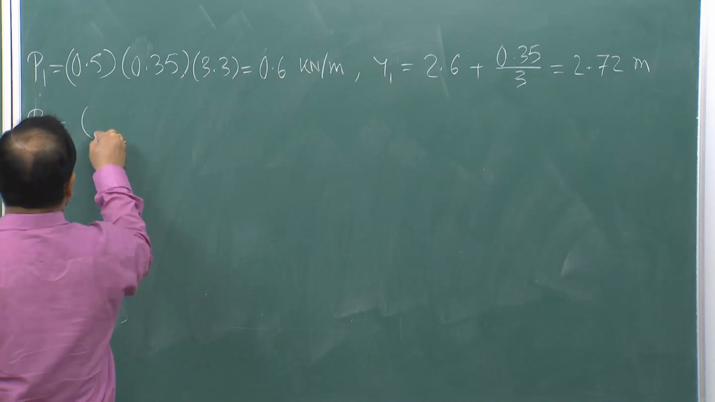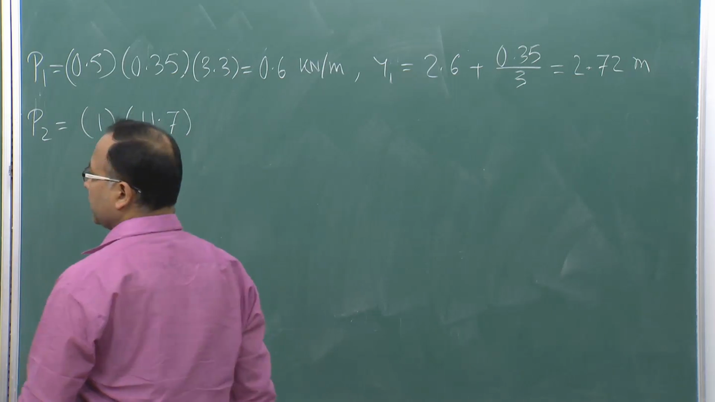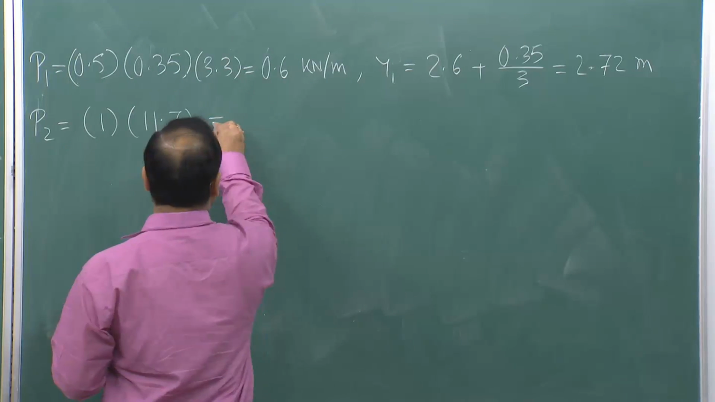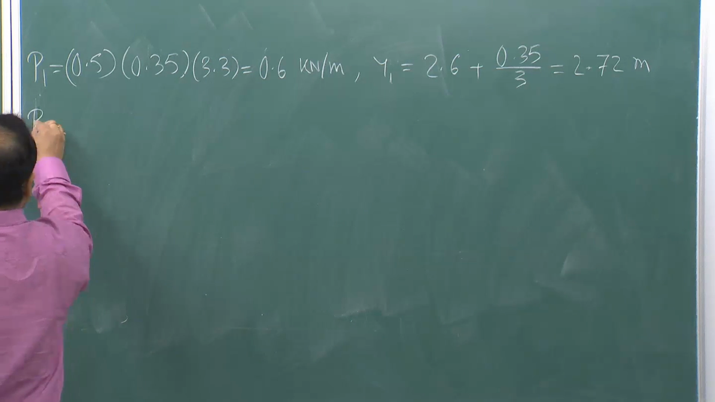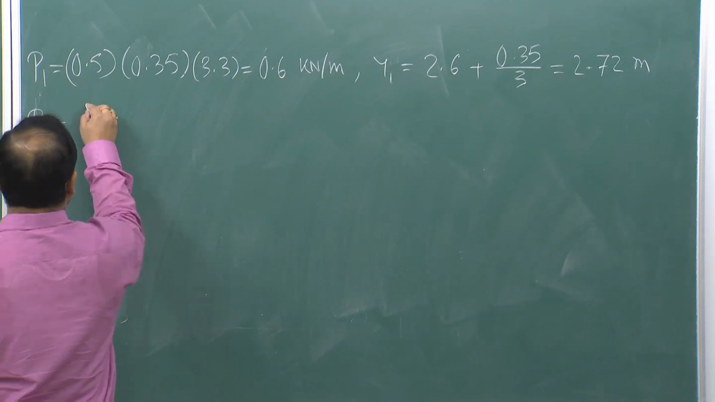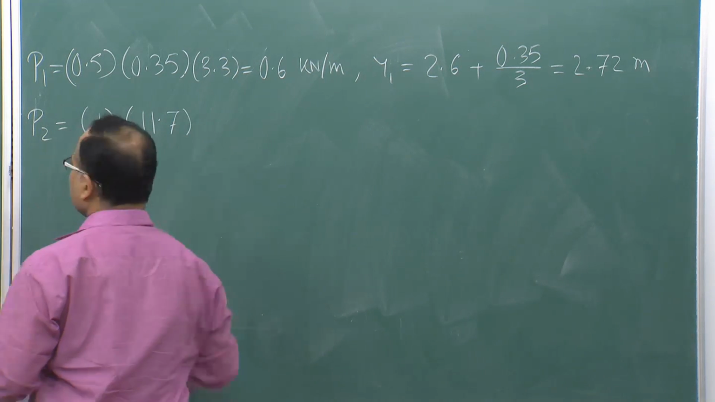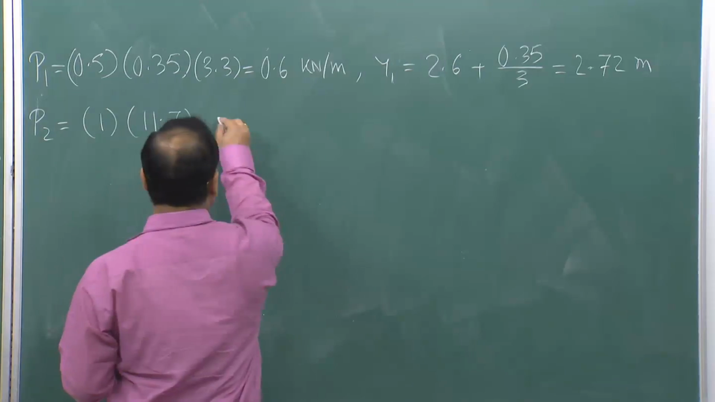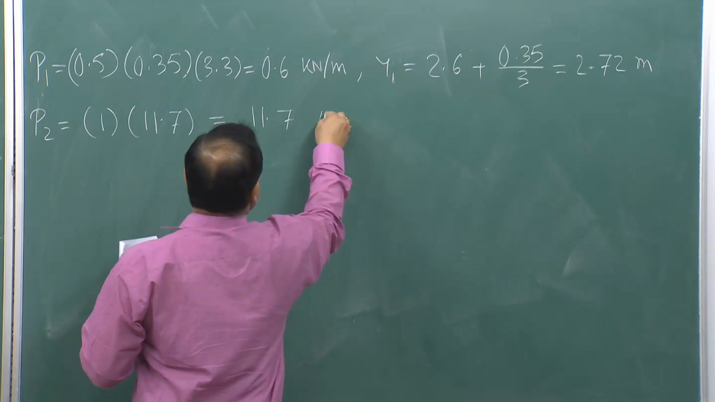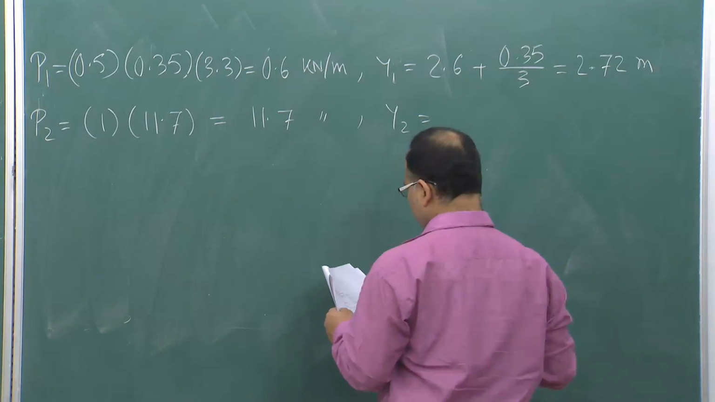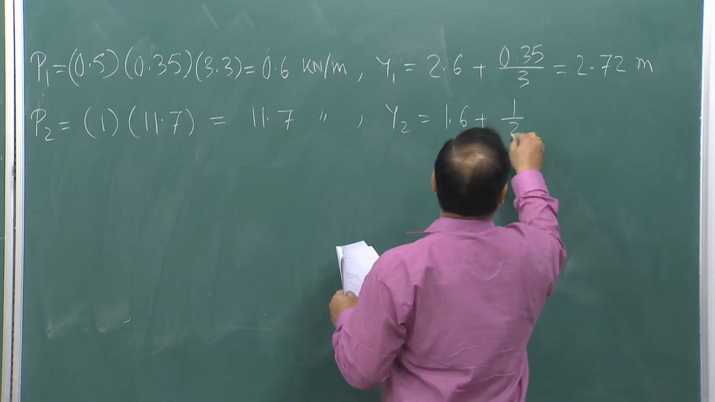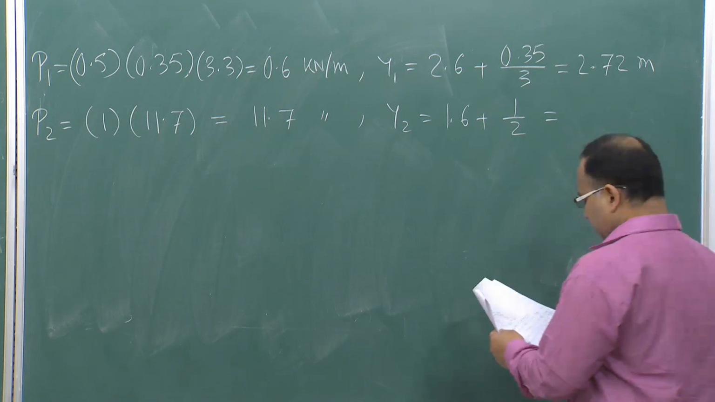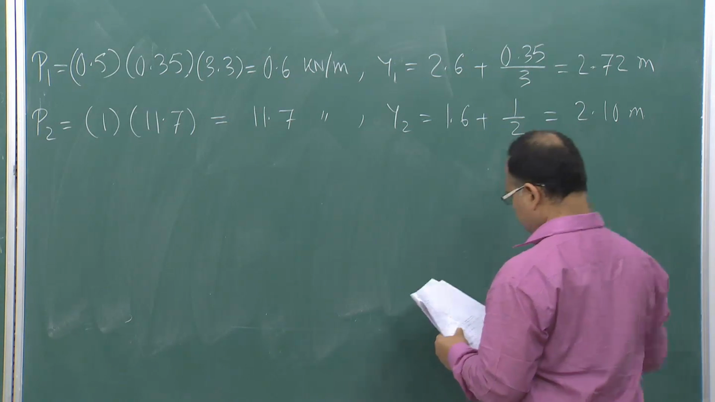Okay. Similarly, you can calculate P2. P2 is equal to 1 into 11.7. So, that is the area. So, 11.7 is this and 1 is the depth. So, 1 into 11.7 comes as 11.7 kilonewton per meter run, and y2 is equal to 1.6 plus 1 by 2, okay, because that will be acting at the mid depth of this rectangle. So, that comes as 2.10 meter.